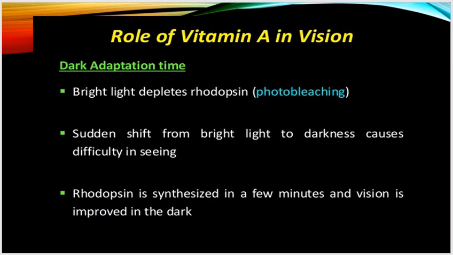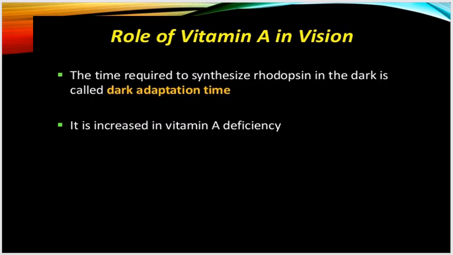The role of vitamin A in vision is in the dark adaptation time. This is described as the bright light depletes rhodopsin. This process is also known as photobleaching. The sudden shift from bright light to dark causes difficulty in seeing, and the rhodopsin is synthesized in a few minutes and the vision improves in the dark. The time required to synthesize rhodopsin in the dark is known as the dark adaptation time. It is increased in vitamin A deficiency.